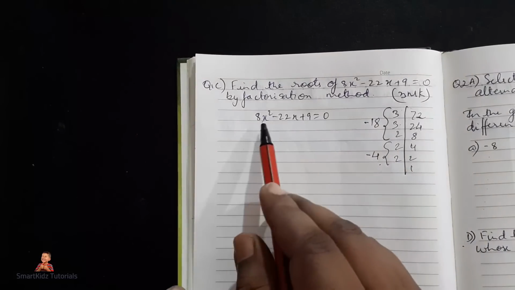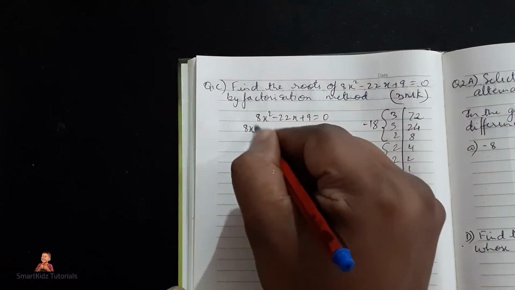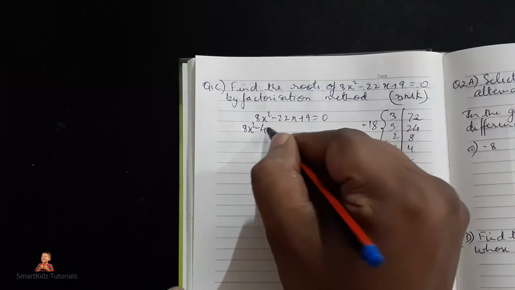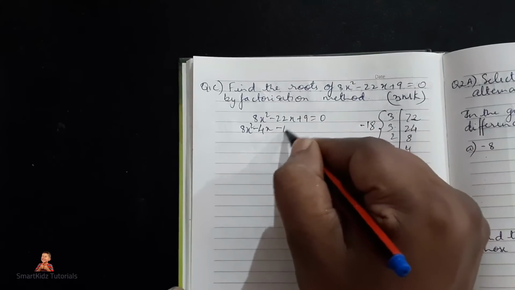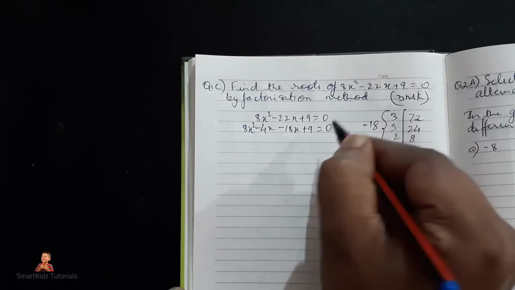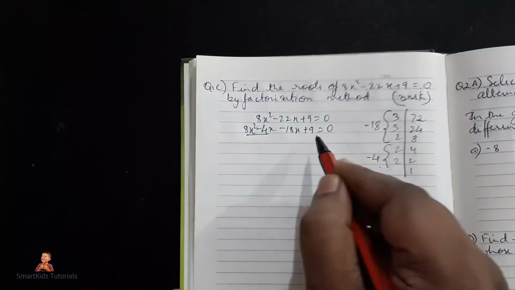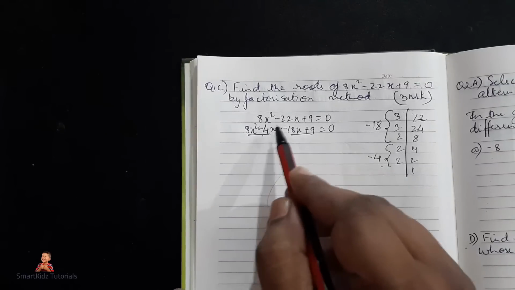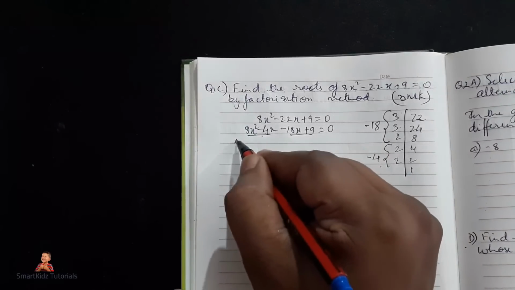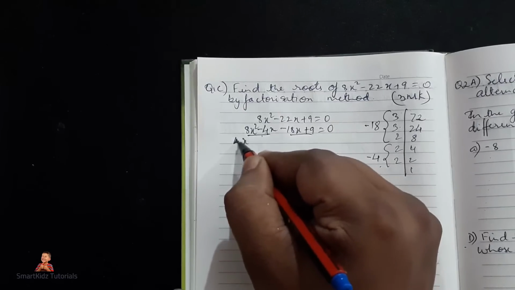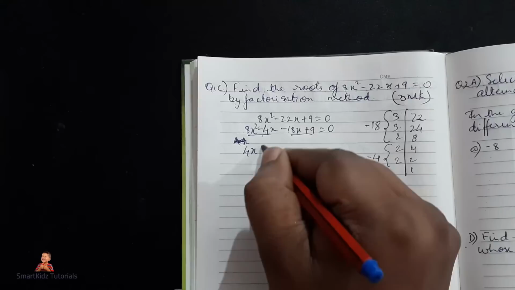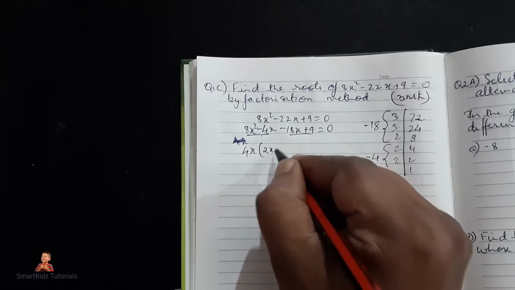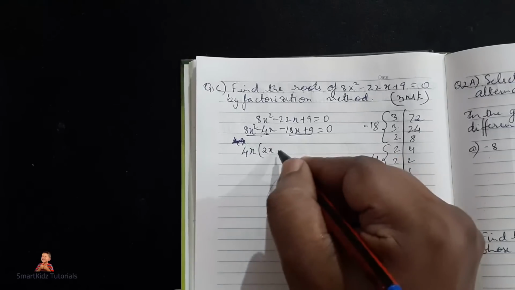Now 8x square minus, I'm going to write as 4x over here, and I'm going to take minus 18x plus 9 equal to 0. Now from here we have to see what is common. Here what I see is 4 is common between the two and x is common, so I'm going to take 4x out. What remains inside is, if we take 4x from here, just 2x remains, and if we take 4x from here, just minus 1 remains.